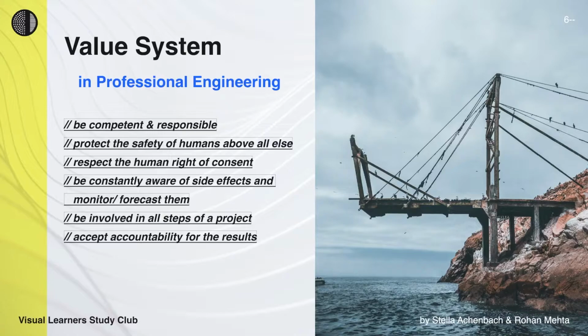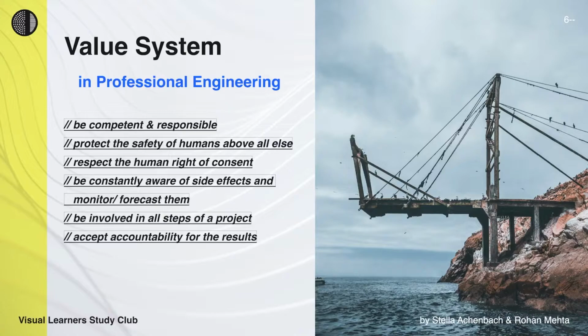Okay, so basically, in this slide, he looks for values in Web3 using the value systems in professional engineering. The 3 that really stood out to me, apart from the ones on the screen, were: our primary obligation is to protect the safety of and respect the right of consent of humans; we need a constant awareness of the experimental nature of any project; and we need to imaginatively forecast its possible side effects and make a reasonable effort to monitor them.